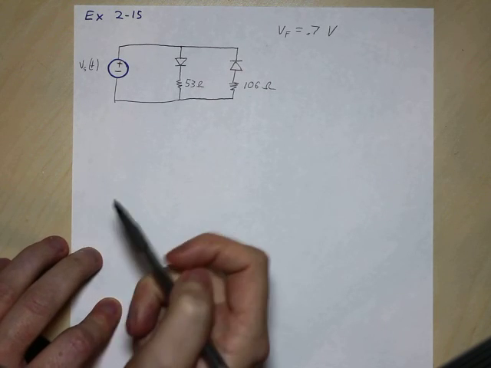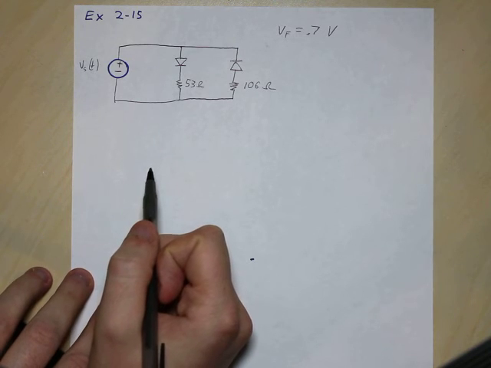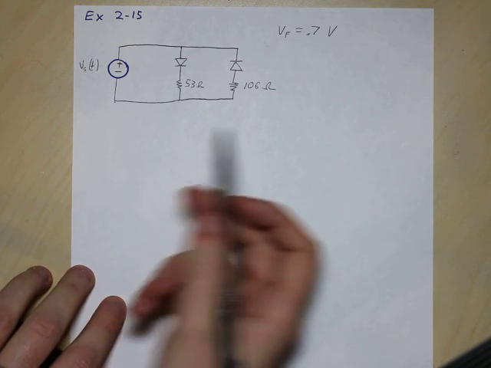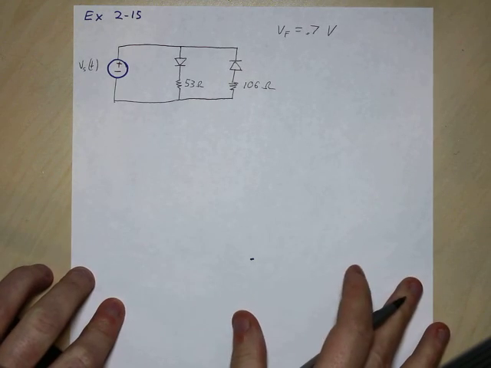Howdy guys, here we have our square wave with diodes example problem, which is example 2-15. I'm going to walk you through what we have already with the circuit diagram, and then how to calculate it out, and what's actually happening conceptually.